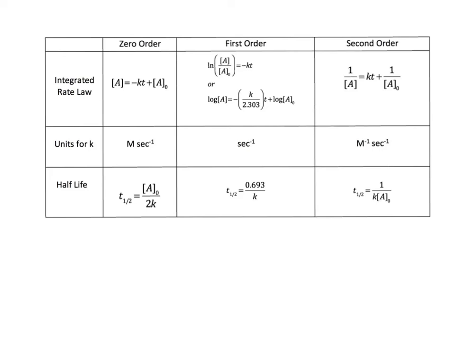The units have a pattern: molar times seconds to the -1 for zero order. You could say molar to the 0 power here times seconds to the -1, and here's molar to the -1 times seconds to the -1. So seconds to the -1 stays the same. You get molar to the power 1, molar to the power 0, and molar to the -1.